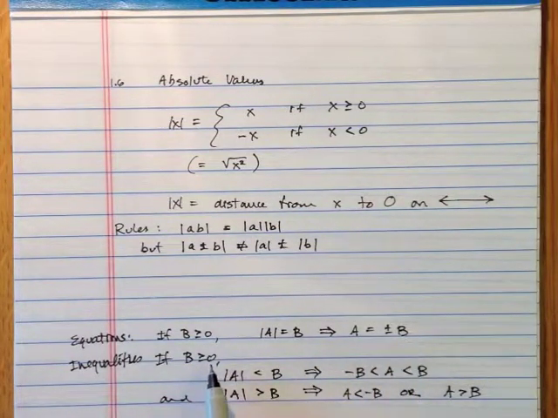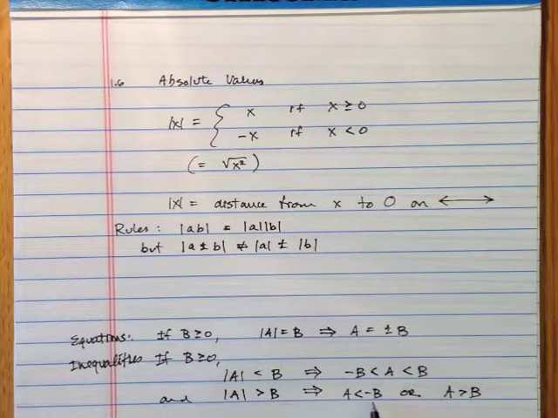And if b is bigger than or equal to 0, then absolute a less than b can be written in this equivalent form. Negative b less than a less than positive b. And the inequality absolute a bigger than b is the same thing as saying that a is less than negative b or a is greater than positive b. And of course, if I had a less than or equal to there, then I would put less than or equal to there, etc. And similarly for the other rule.